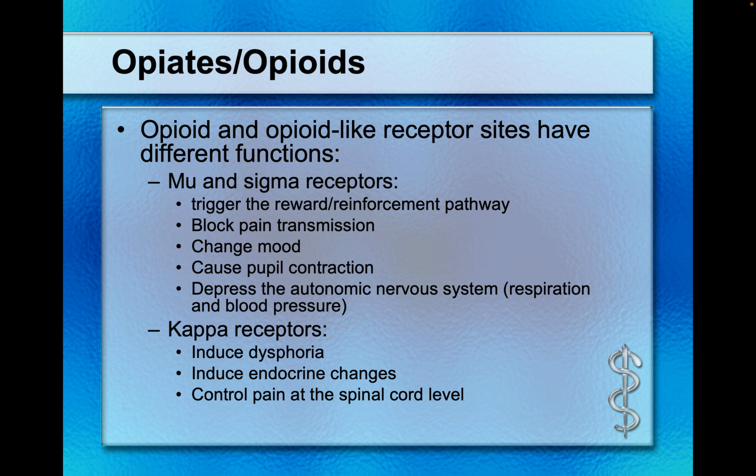Opioid-like receptor sites have different functions. Mu and sigma receptors trigger the reward reinforcement pathway. They block pain transmission. They change your mood. They cause pupil contraction. They depress the autonomic nervous system, respiration and blood pressure, while kappa receptors induce dysphoria, induce endocrine changes, control pain at the spinal cord level.